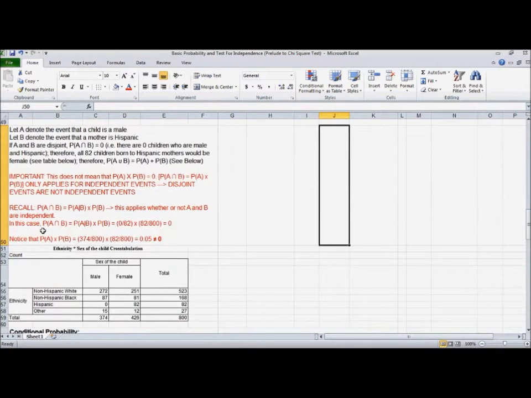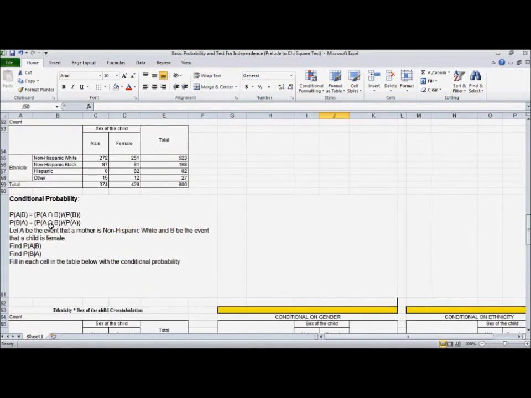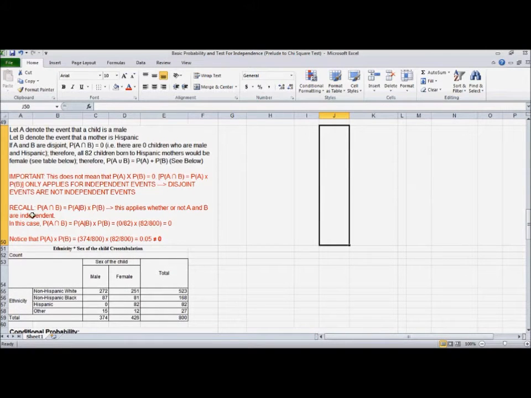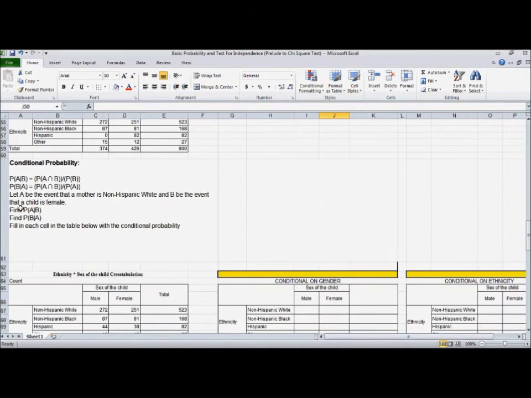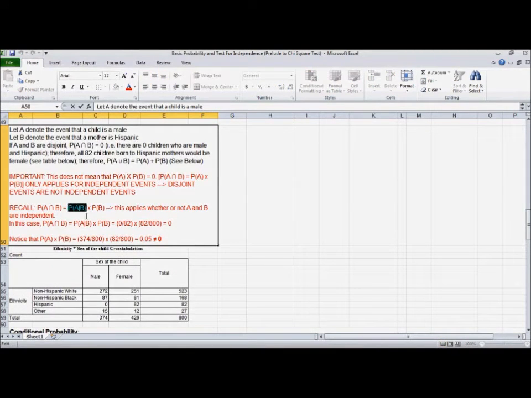So we'll get into those formulas in a second, but just know when you see the Venn diagram and contingency table how to determine and identify mutually exclusive events. So next, let's talk about this part here, conditional probability.